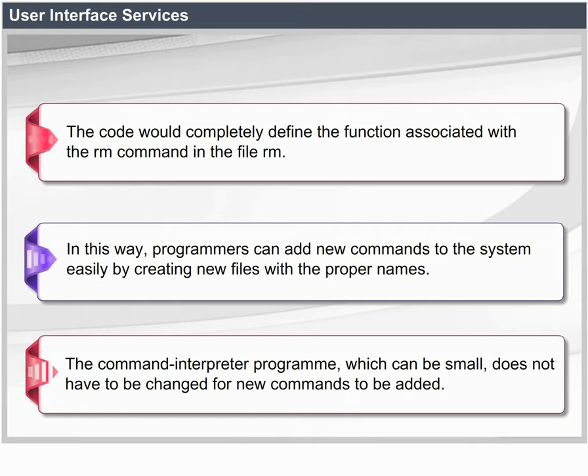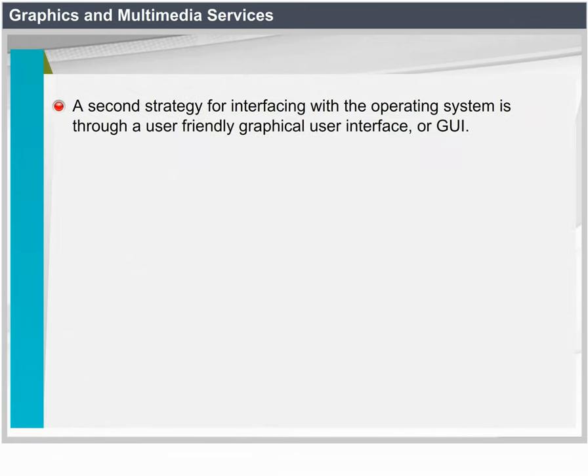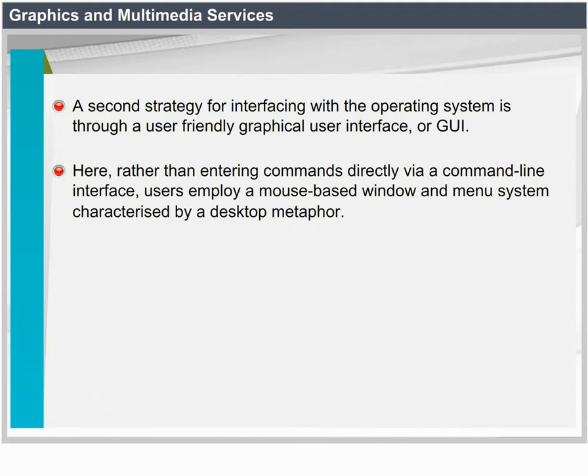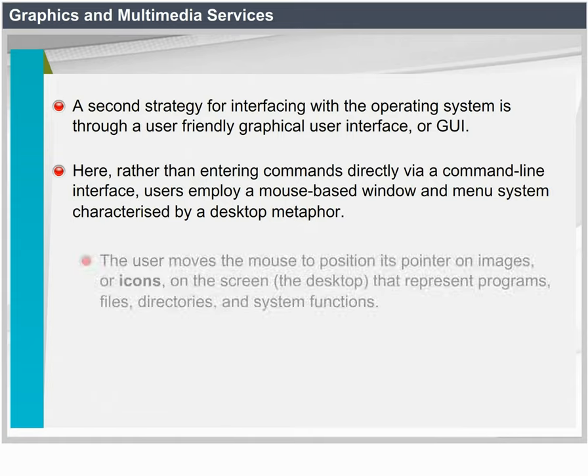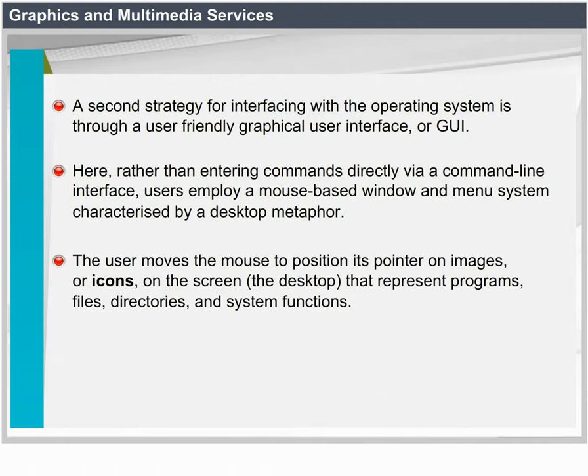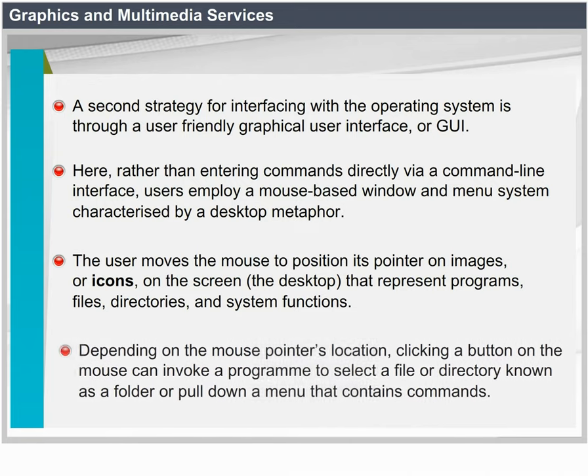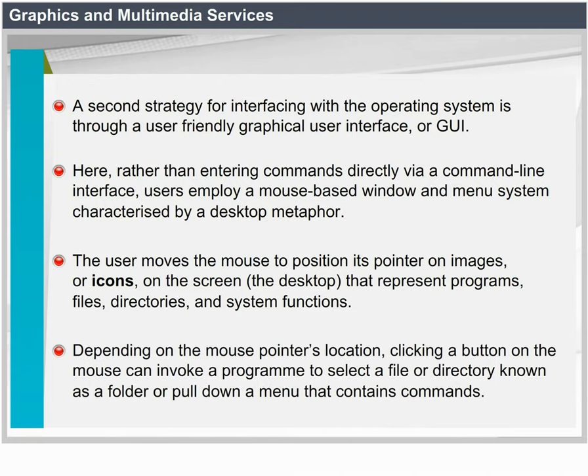Graphics and multimedia services. A second strategy for interfacing with the operating system is through a user-friendly graphical user interface, or GUI. Here, rather than entering commands directly via a command line interface, users employ a mouse-based window and menu system characterized by a desktop metaphor. The user moves the mouse to position its pointer on images or icons on the screen, the desktop, that represent programs, files, directories, and system functions. Depending on the mouse pointer's location, clicking a button on the mouse can invoke a program, select a file or directory, known as a folder, or pull down a menu that contains commands.